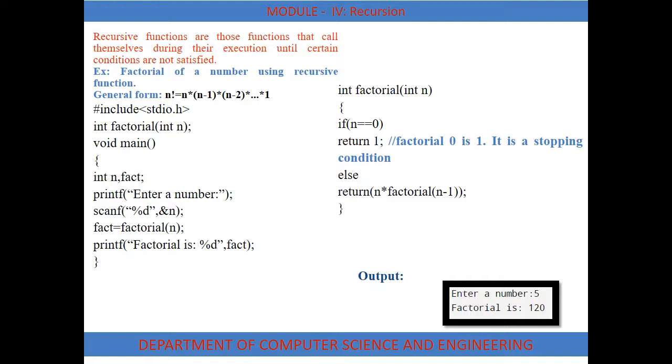So pass this value to the main function. In the main function we have a printf statement, that is, factorial is %d, fact. Now the variable fact has the value 120. So factorial is 120. In the function we are calling factorial again and again, so this is known as a recursive function. Go through the tracing which is given in the next PPT.